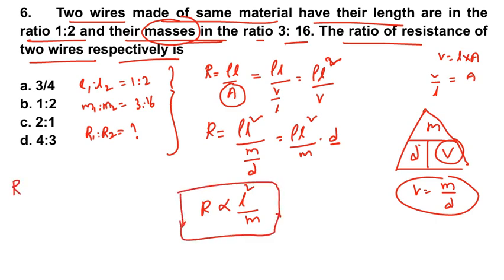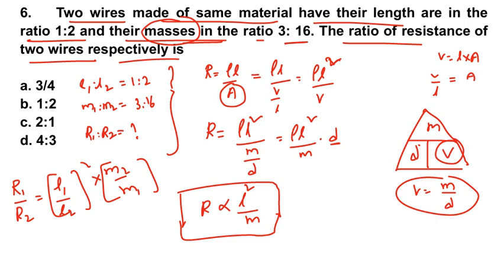So R1 by R2 equals L1 by L2 whole square into M2 by M1. You have to remember this formula. In the previous one, you got V2 by V1; in this one, you get M2 by M1. Just remember this formula, and you can directly answer in the exam.